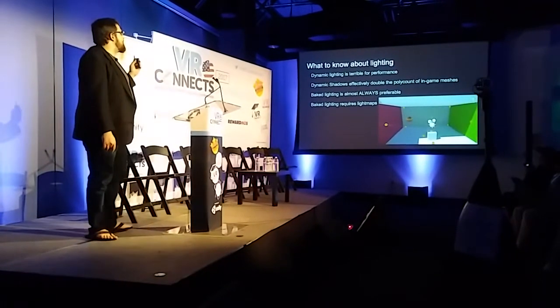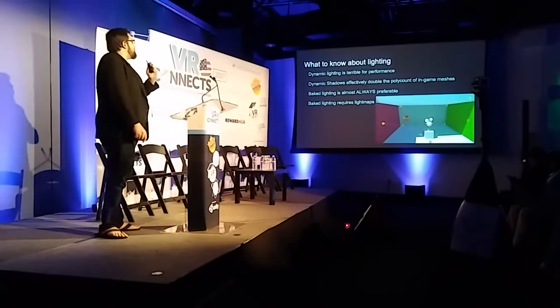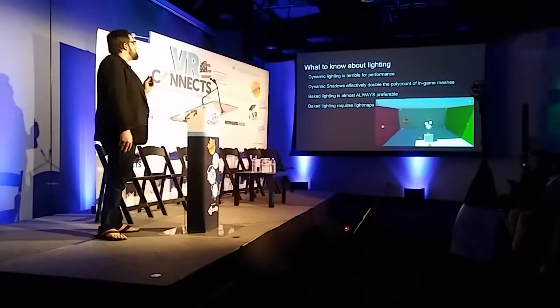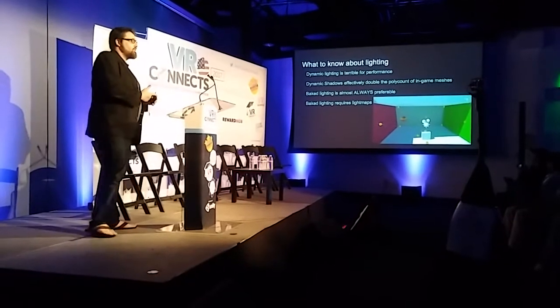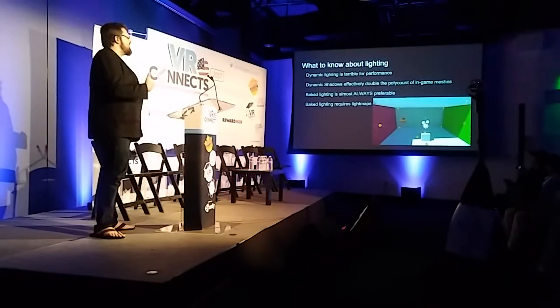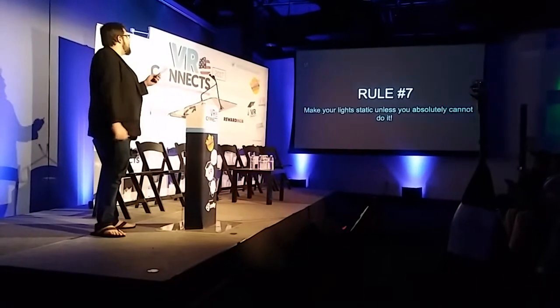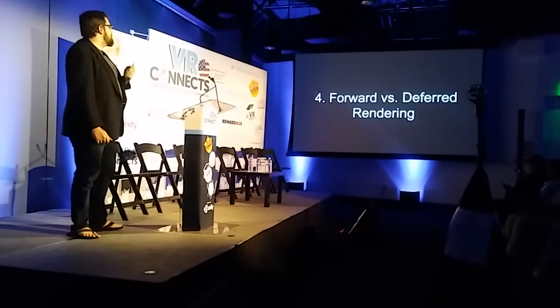In lighting, you want to make your lighting static, if at all possible. Baked lighting is always preferable. Dynamic lighting is terrible for performance, and it increases both the draw calls and the poly count of your final scene. It's roughly equivalent to the number of objects that it hits with those dynamic lights. So rule number 7: make your lights static unless you absolutely cannot do it.